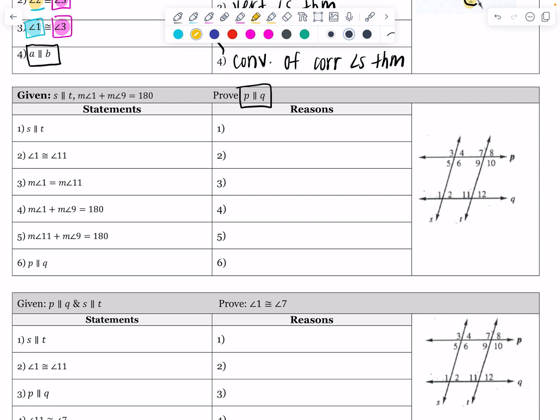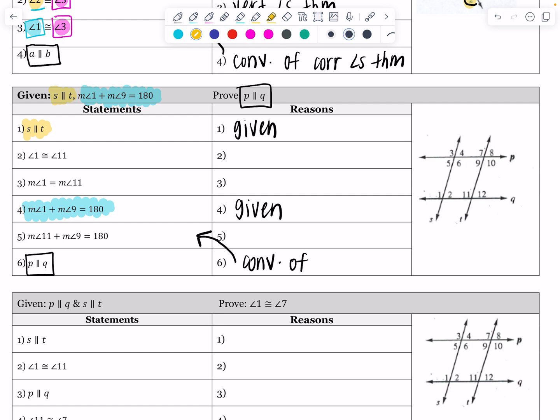All right, I like to find my givens first. So there's S is parallel to T. Cash money points, those are givens. Okay? What else is given? I like to go ahead and find it so I don't lose it later. Measure of angle 1 plus the measure of angle 9 equals 180. We know that's going to pop up somewhere. That's my other given. So y'all, of this 6-point proof, you already have 2 points. And you know that if you are ultimately trying to prove that two lines are parallel, it must be the converse of whatever happens before it. So the converse of something, okay? So I've got some partial credit.